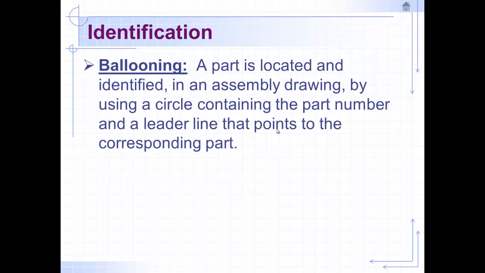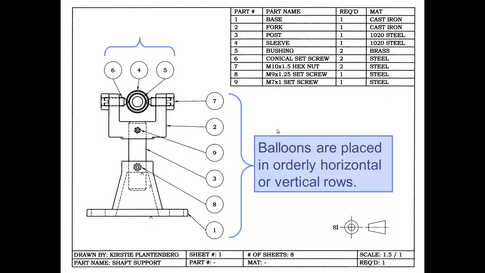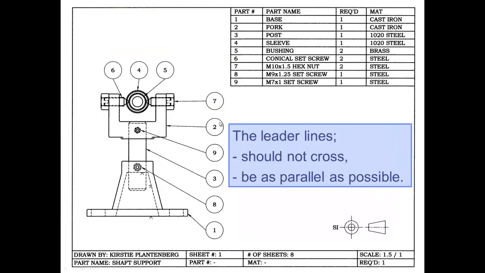Alright, so those balloons, just like their name, it's called ballooning, and it's the idea of numbering each part and linking that number to a row in the BOM table. Alright, so before we said that the leader line should always be pointing up and so on, this is different than the leader line of a dimension.